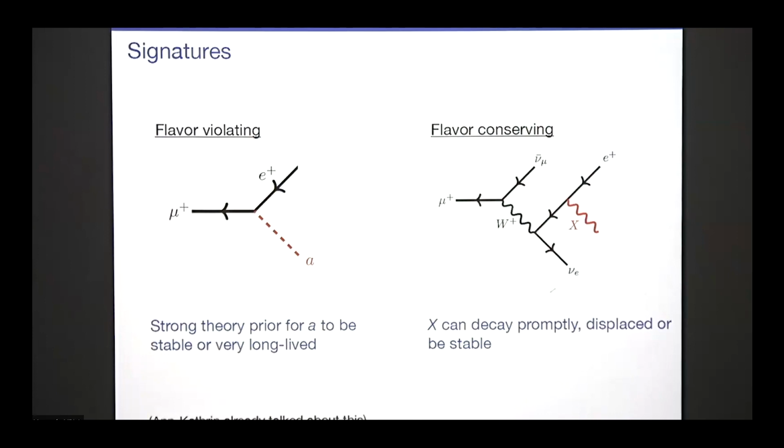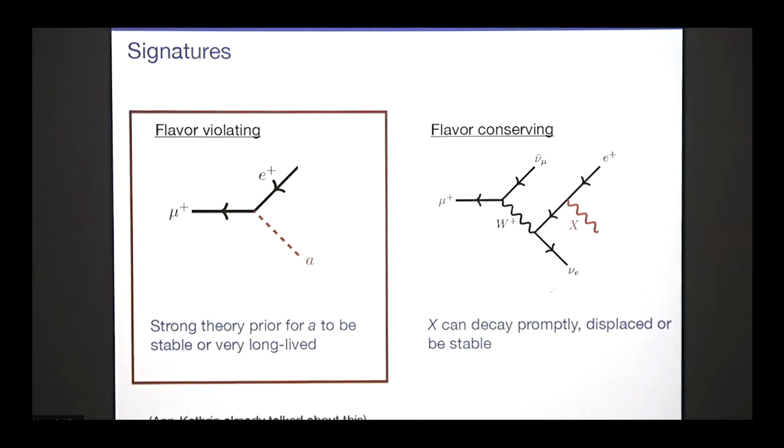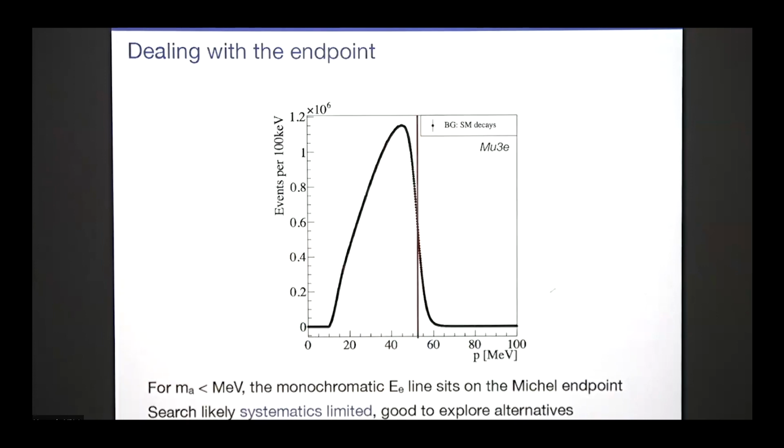So we've already heard some ideas. What we're trying to do is suggest a few ways to improve on this by leveraging a couple of extra features. So let's start with the flavor violating case. This is a plot I took from Ann-Kathrin.